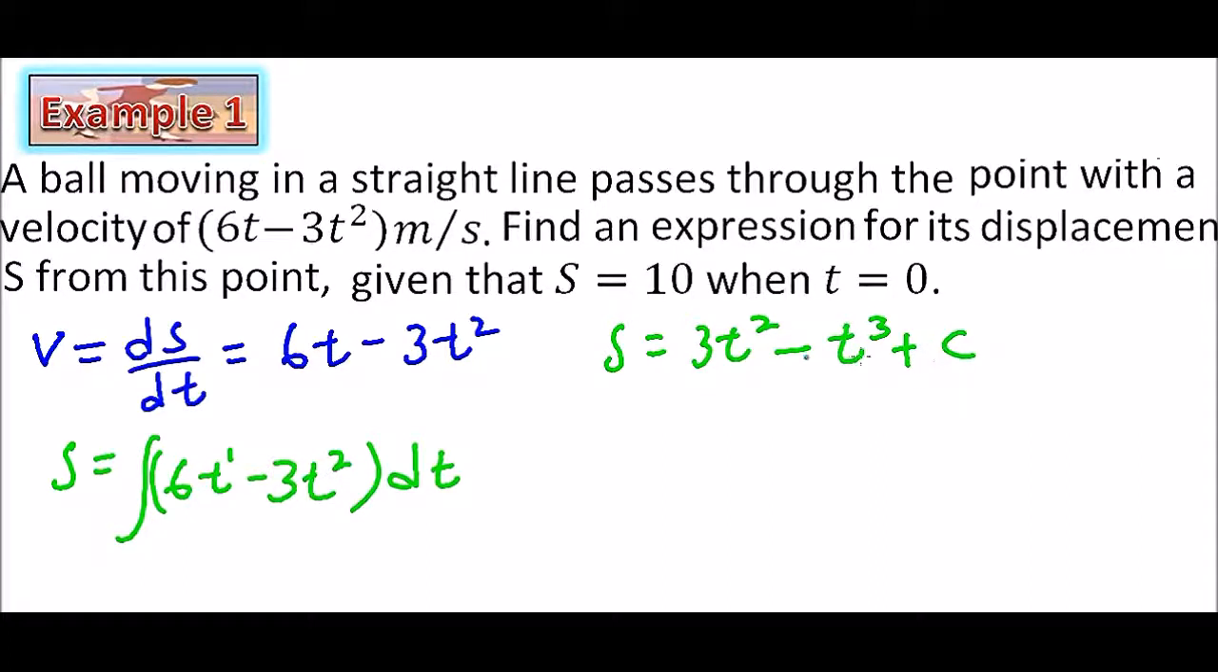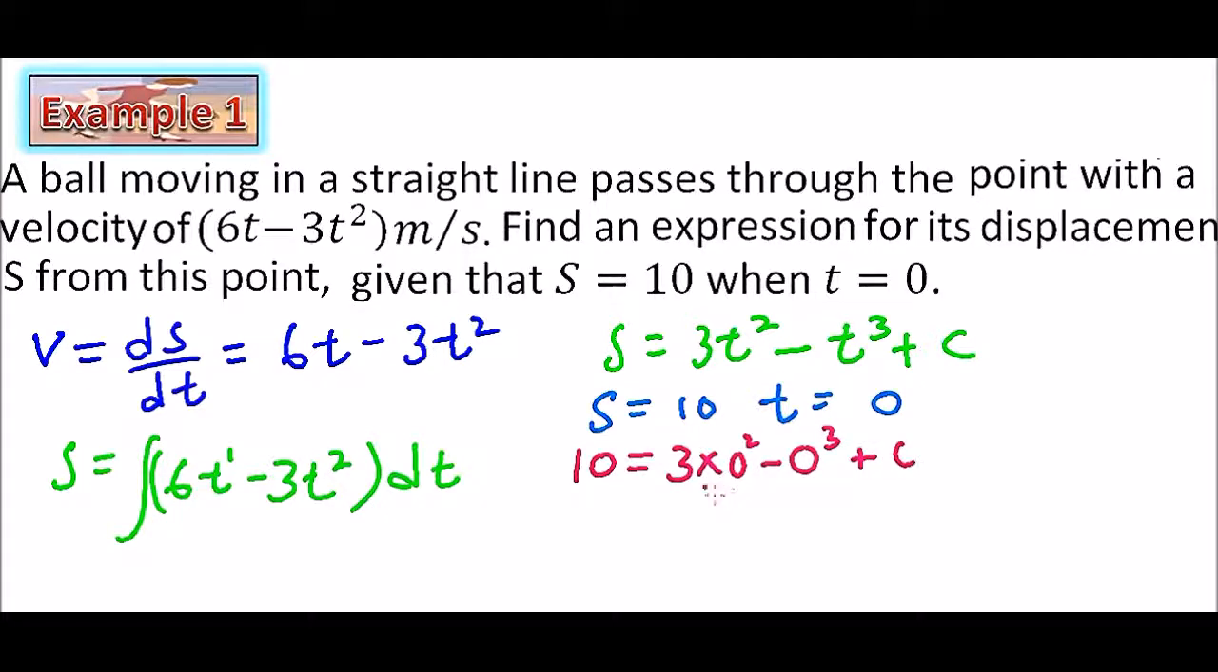Now, we are given that s is equal to 10 when t is equal to 0. So we substitute these values so that we get our expression of s. So we say 10 is equal to 3 multiplied by 0 squared, which is the same as 0, minus 0 cubed, plus c. So this is 0, this is 0, and therefore our c is equal to 10.